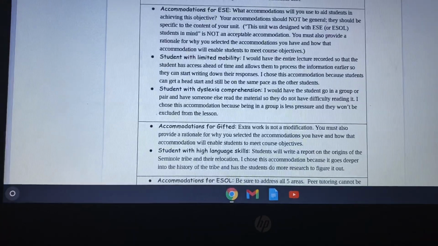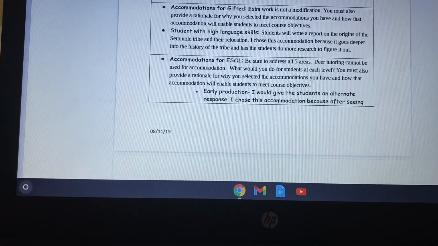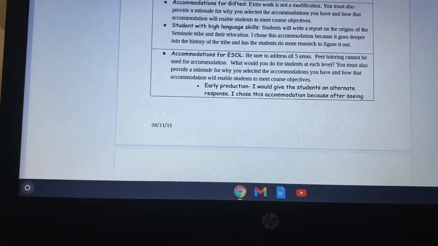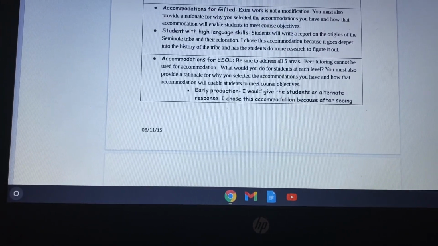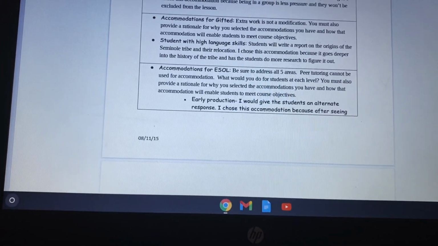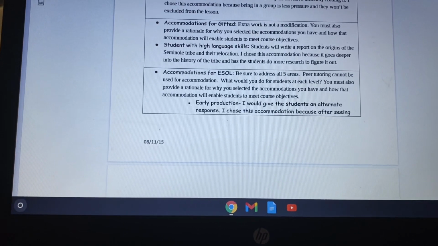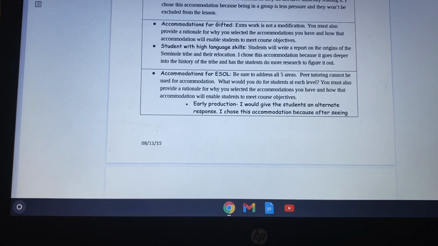For gifted, I chose again high language skills. I said students will write a report on the origin of the Seminole tribe and their relocation. I chose this accommodation because it goes deeper into the history of the tribe and has the students do more research to figure it out.